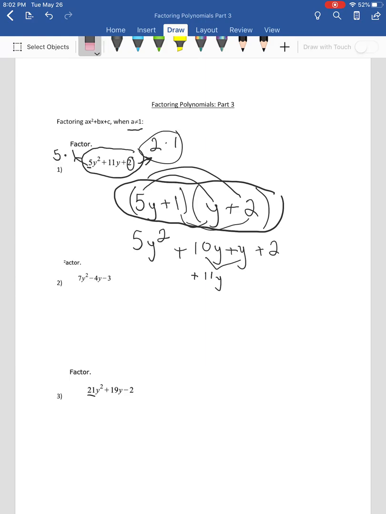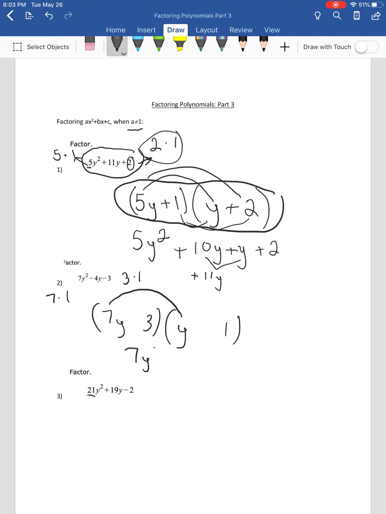Okay, so number 2, we need factors of 3, which of course is only 3 and 1, and 7, which is only 7 and 1. So we know we're going to have a 7y and a y, and then a 1 and a 3. And the signs, we've got negatives, so we'll have a negative somewhere in our factors. So let's see how this is going to work.